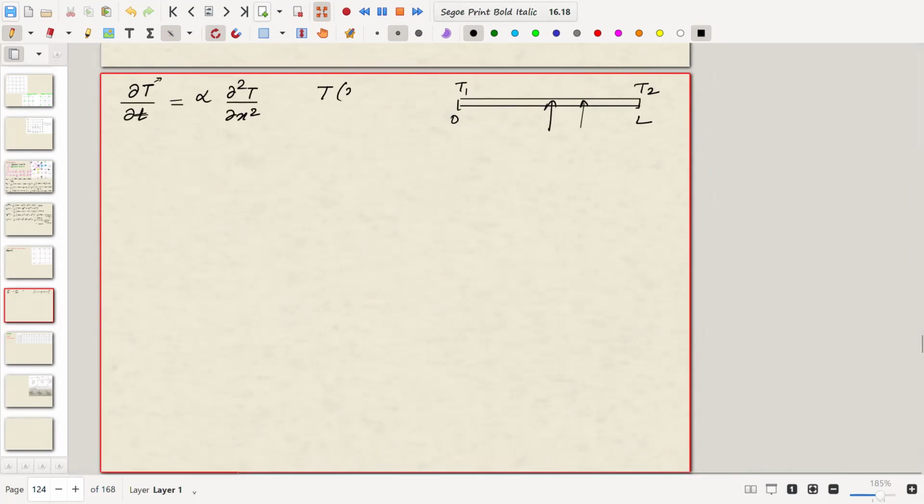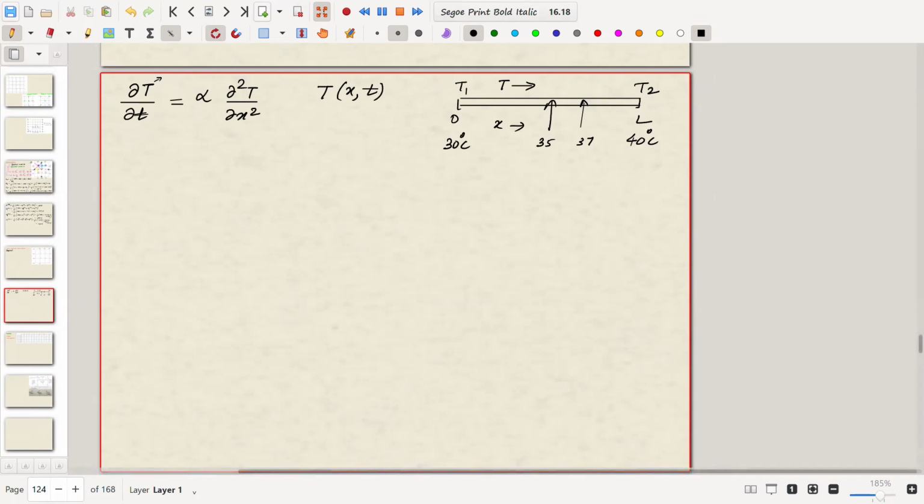So T varies with both x and time. The temperature will vary with respect to x. Suppose here you added 30 degrees Celsius, here you added 40 degrees Celsius, then somewhere here it can be 35, 37, like this. It will flow like this, right? So the temperature varies with respect to the locations, that is x. But at the same time, temperature varies with respect to time also. After 10 seconds, temperature might decrease. After 20 seconds, temperature might decrease. So temperature is a function of both x and t.